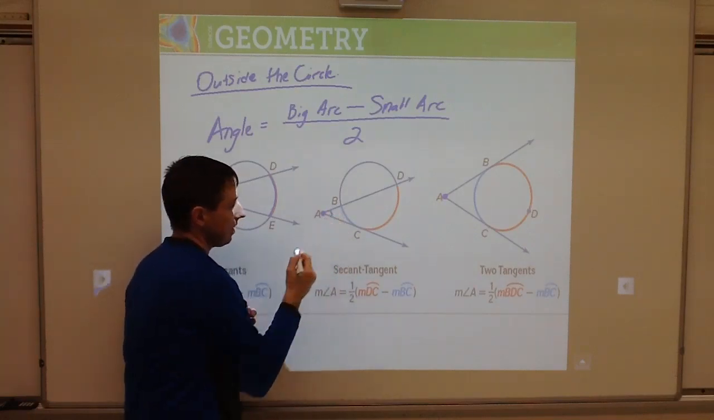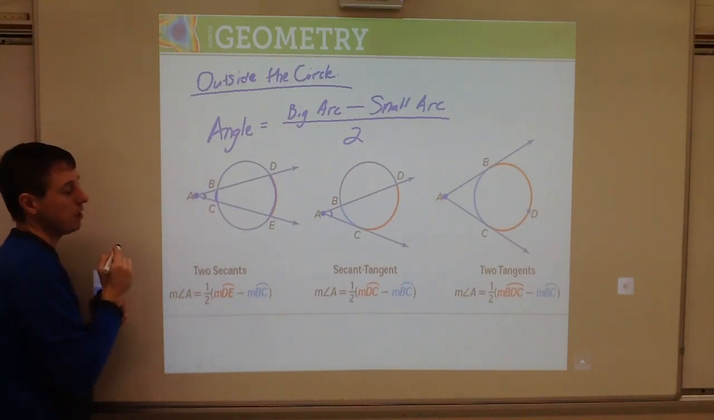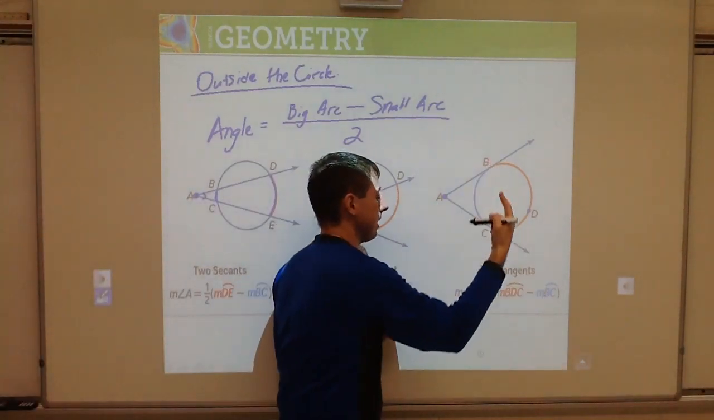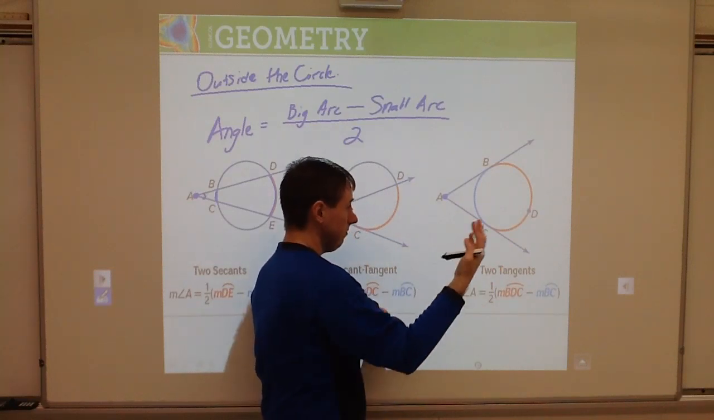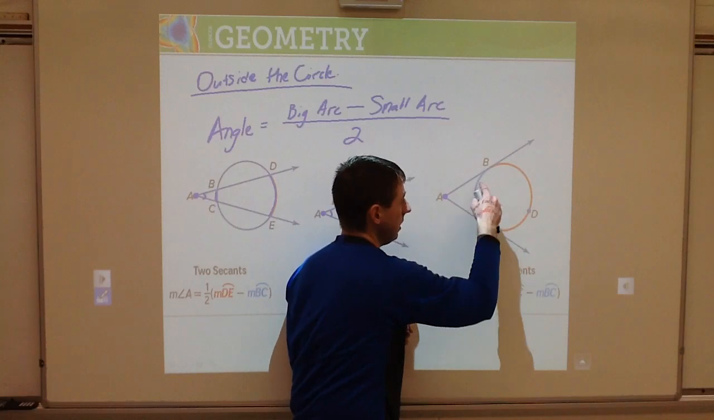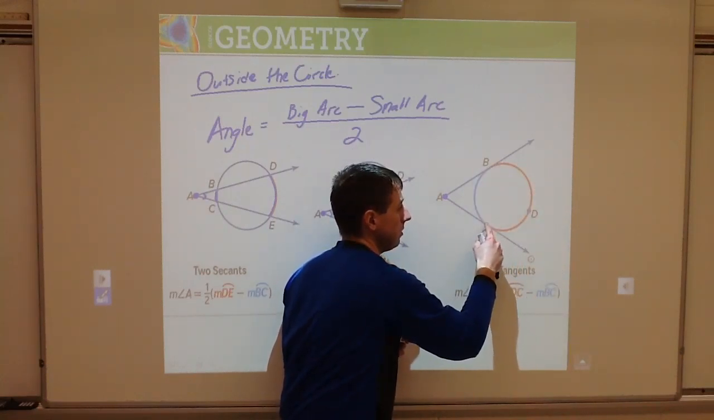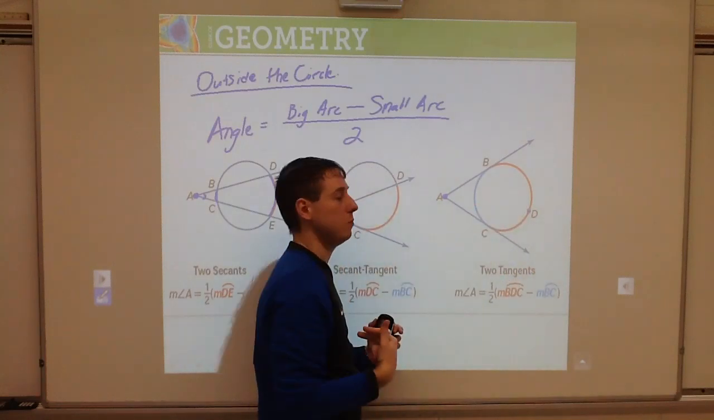That's going to tell me how big this angle is, and this one over here tells me how big this angle is, how big those angles are. And then the last one, same thing. If I have two tangents, there's not going to be any parts cut off. The whole circle is going to be used. I just have a bigger portion and a smaller one. I do big minus small divided by 2.